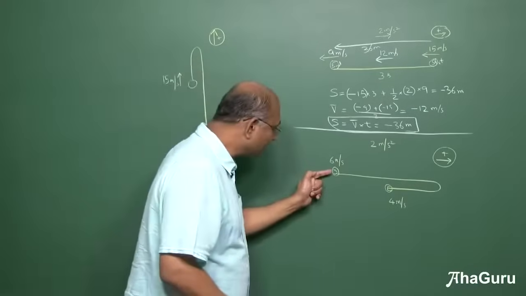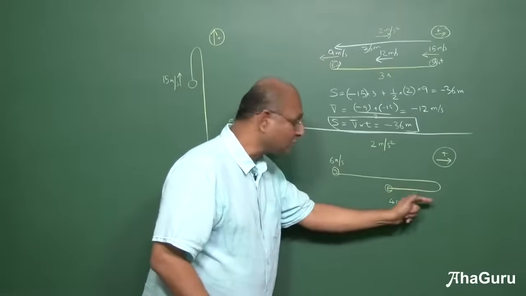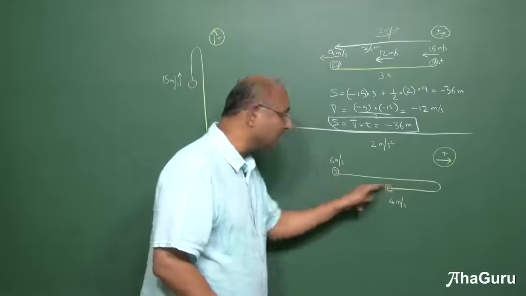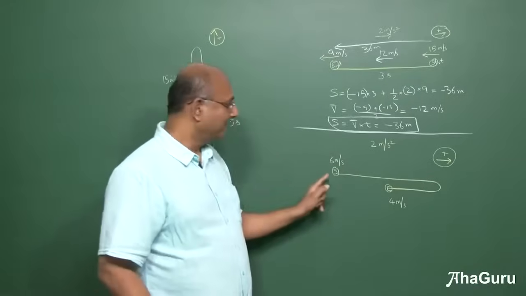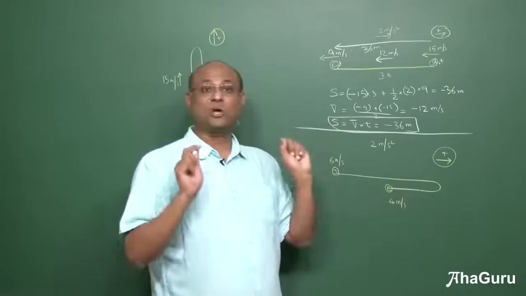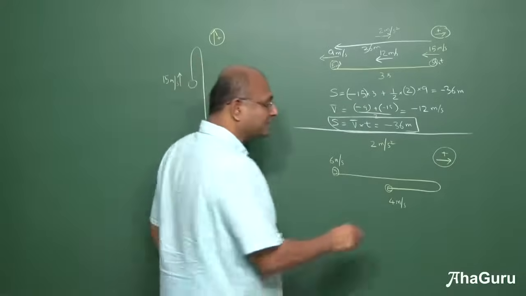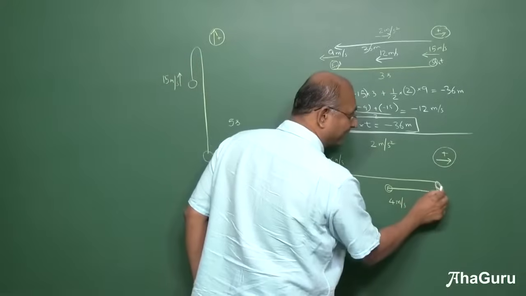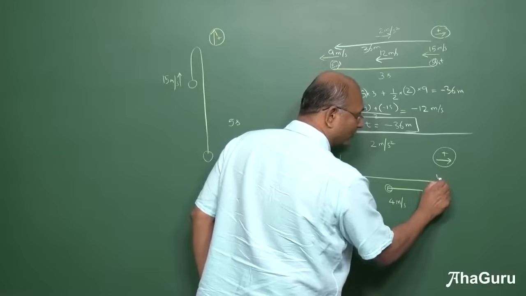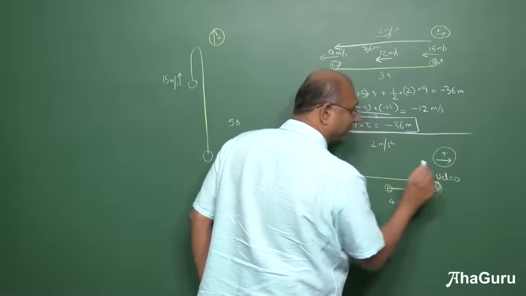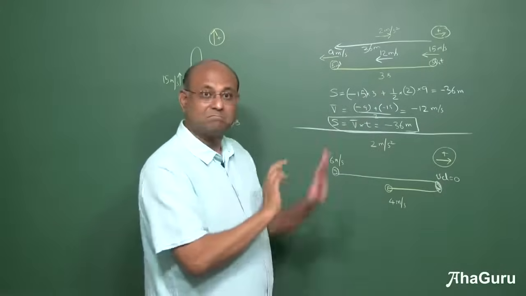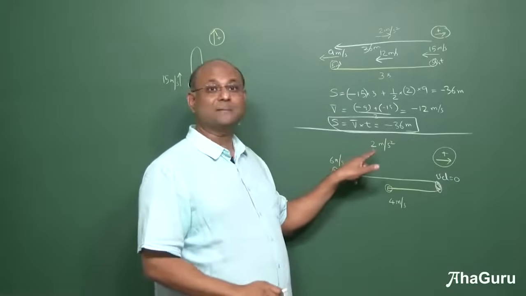So in this question, this object starts here, stops at that point, turns around and comes here. Whenever something like this happens, I am assuming it stops. When it stops, its velocity has become 0. What about its acceleration? That has not changed. It is still 2 meters per second square.